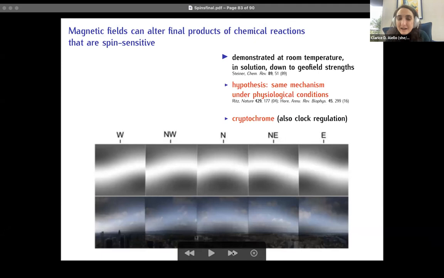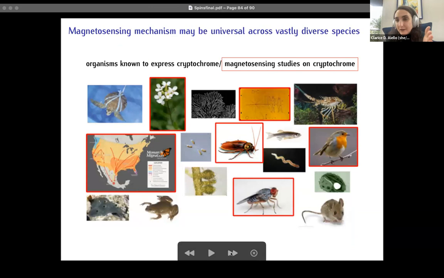It is present in the eyes of the birds, in the antennas of migrating butterflies. Butterflies also migrate in a way that it seems that they follow the magnetic field of the earth. But cryptochrome is also present in all our cells because it also has circadian rhythm regulation functions. And it turns out that cryptochrome is expressed throughout the tree of life. All those organisms there express cryptochrome.